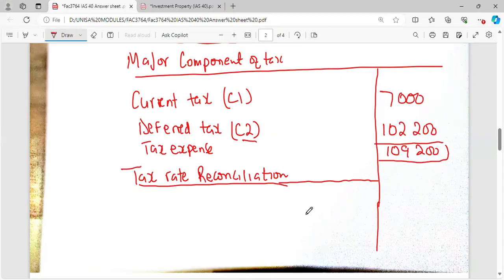Then what do we do on the tax rate reconciliation?